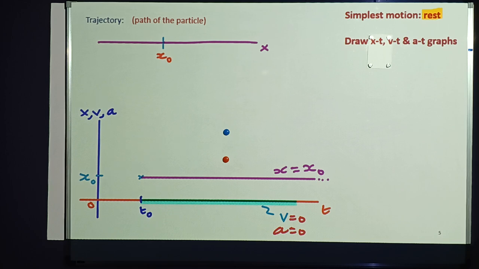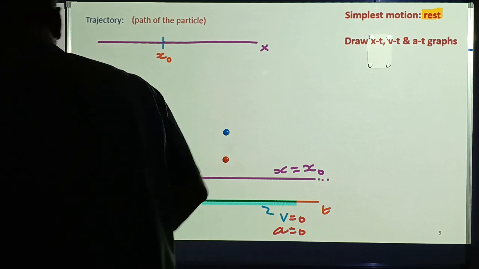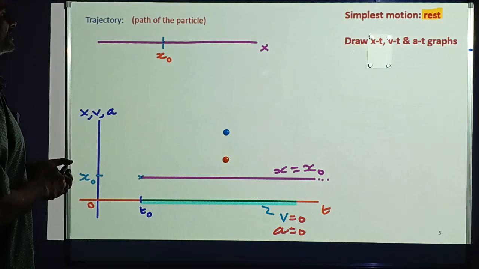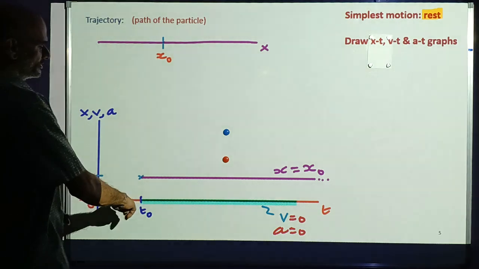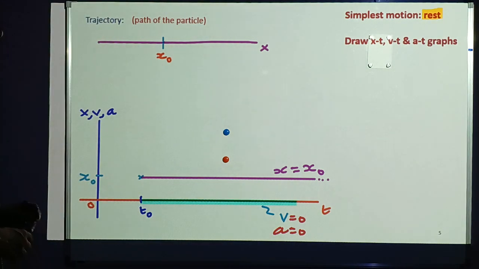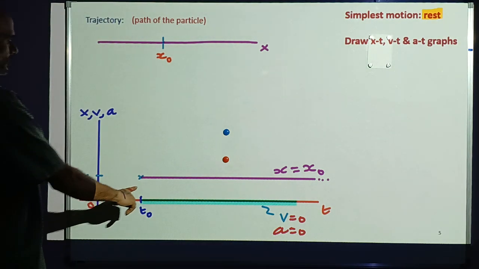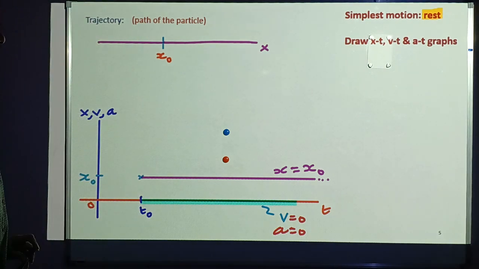Let us consider some simple example motions. The first one, the body is at rest. Let the body be at a location x0 on the x-axis. So since it's at rest, it will be at this position at all times. So x as a function of t will be a horizontal line parallel to the time axis. So for all times, the value of x is x0.